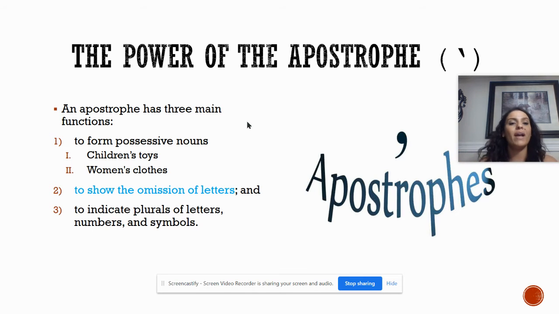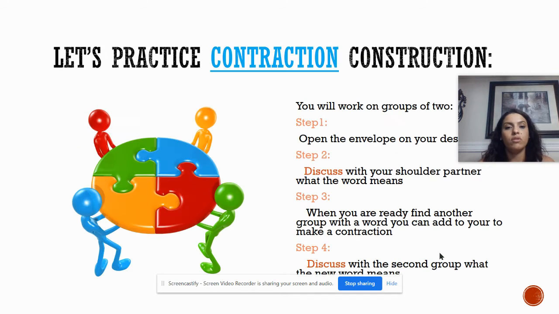I own this, right? And then in this case, to show an omission of letters. We cannot create a contraction if we don't get rid of some letters. Like I am. You saw that the apostrophe got rid of, it omitted the A. It got rid of it. It created I'm. So the apostrophe gets rid of things. If you don't have this in your contraction, that doesn't make sense. You're going to have to go back and look at that. So when you guys write them out, make sure that you add your apostrophes. Okay? And then lastly, to indicate plurals of letters, numbers, and symbols. Okay? Let's go ahead and continue.